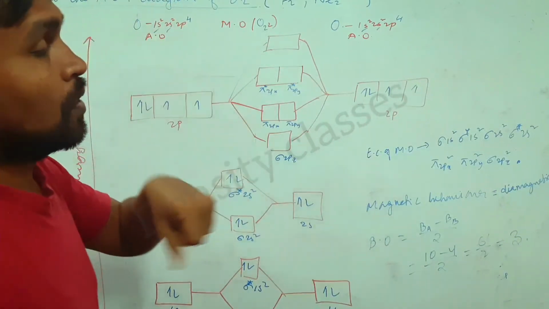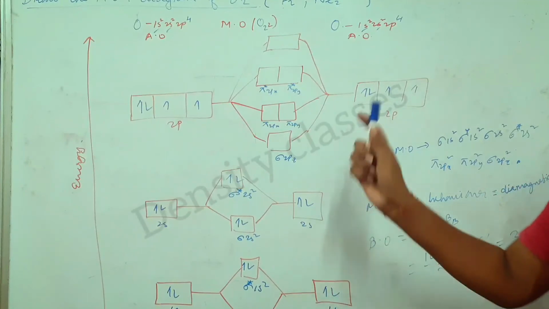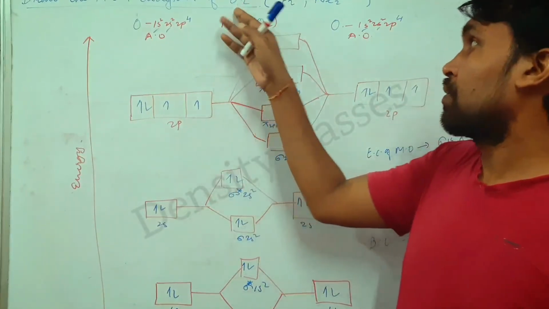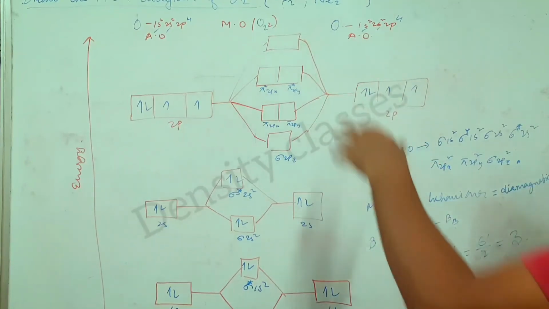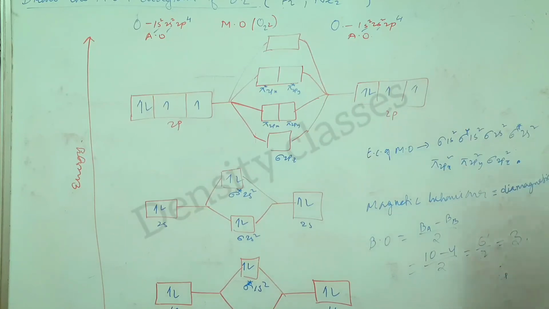Diagram of O2. The molecular orbital diagram of oxygen molecules, fluorine and neon is the same. So I have written here O2, F2 and Ne2. F2 and Ne2 you can try at home. O2 I am going to show you how to do it.